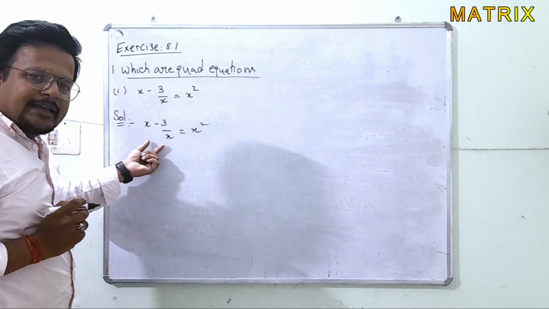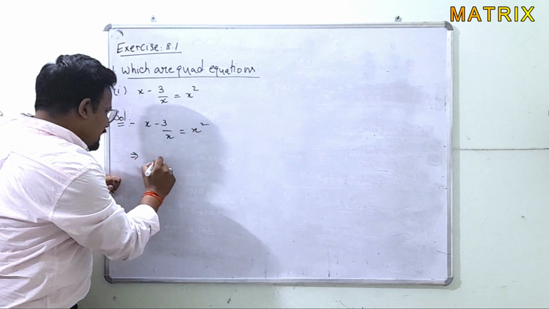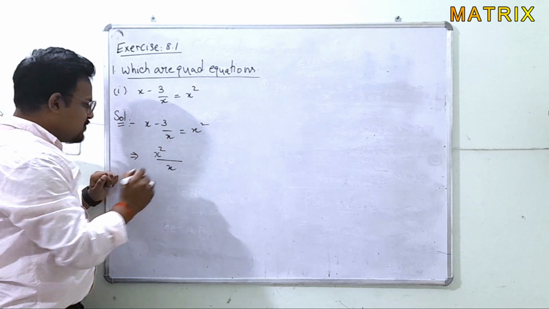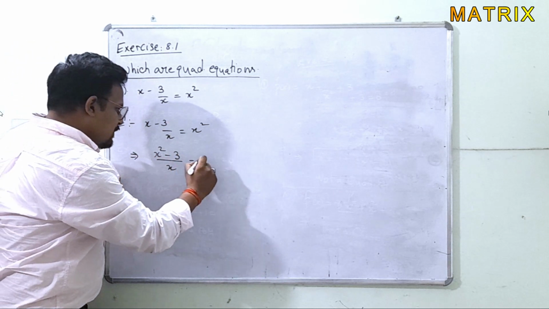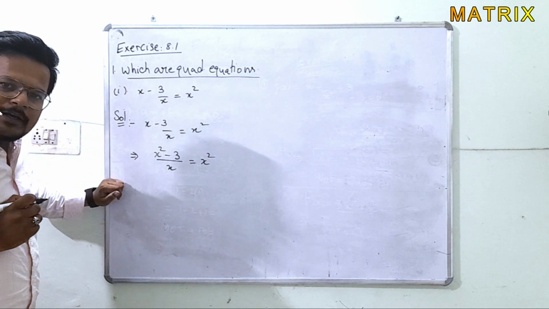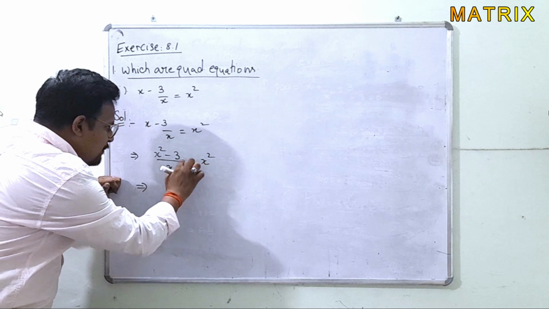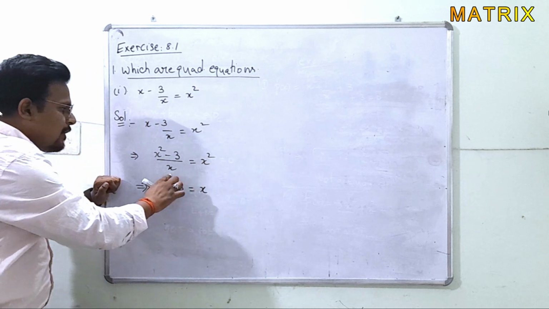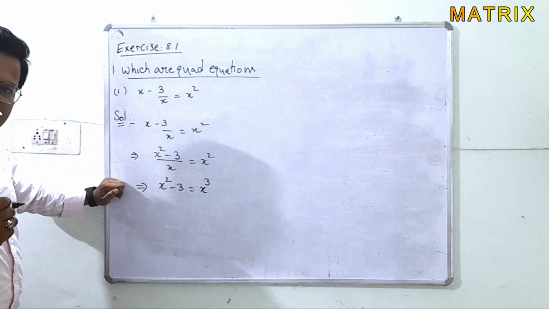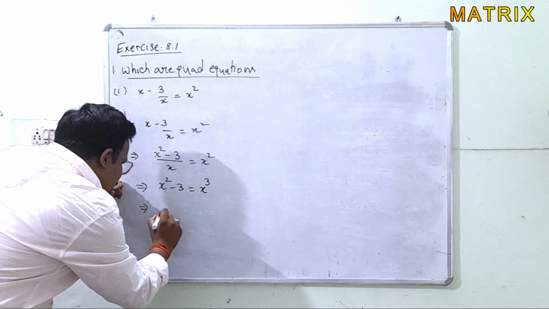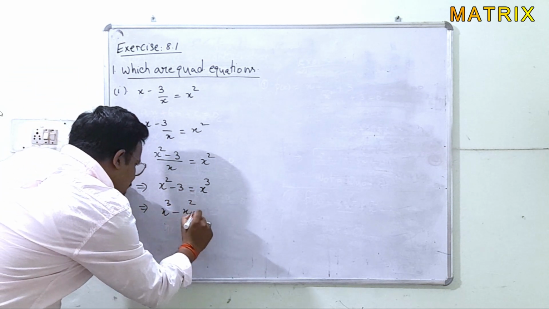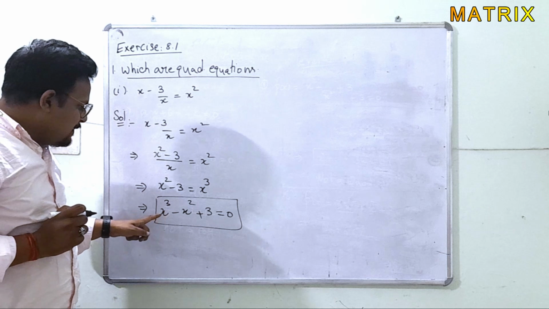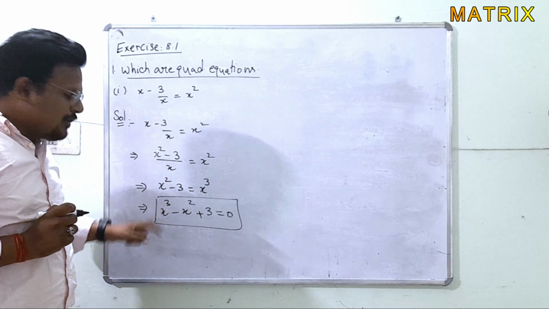Now by taking the LCM, what will I get? I will get x over here, and this will be x square. Multiplying these two, it will be x square, and this will be 3 as it is, equal to x square. Clear? Now when we cross multiply, it will be x square minus 3 is equal to x square multiplied by x, which is x cube. Clear? So by solving this, we will get x cube minus x square plus 3 is equal to 0. Clear? And in this you can see that the degree of the variable is 3.